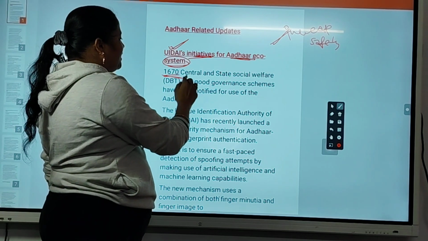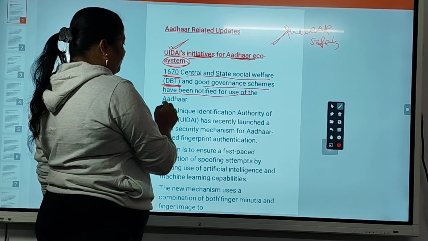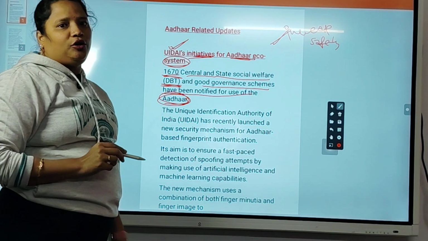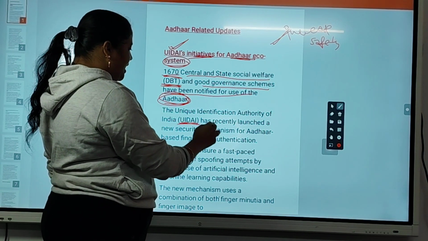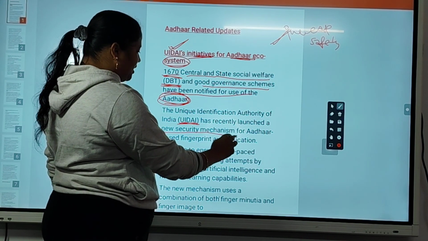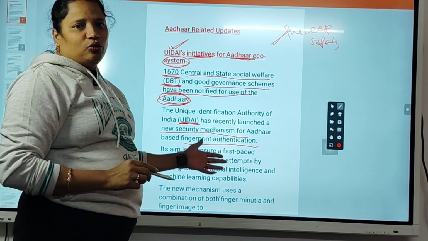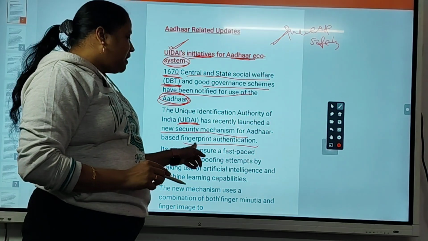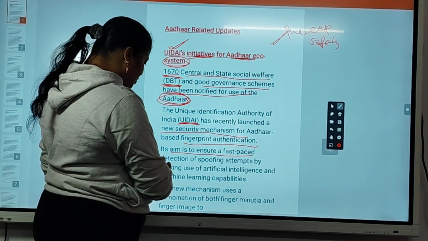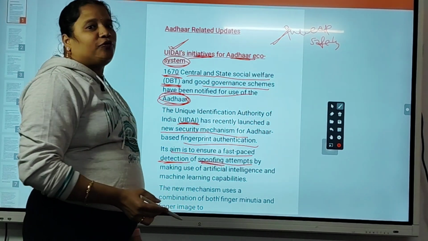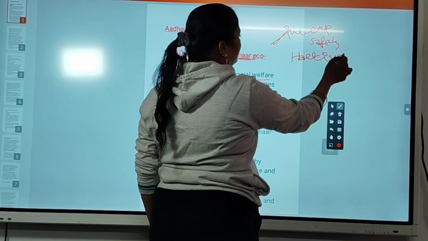1670 Central and State Social Welfare, DBT and Good Governance schemes have been notified for use of Aadhaar. New rules were notified for the use of Aadhaar. UIDAI has recently launched a new security mechanism for Aadhaar-based fingerprint authentication. It aims to ensure fast-paced detection of spoofing attempts. Spoofing is nothing but hacking, hacking of data.